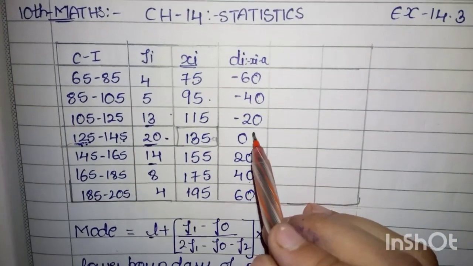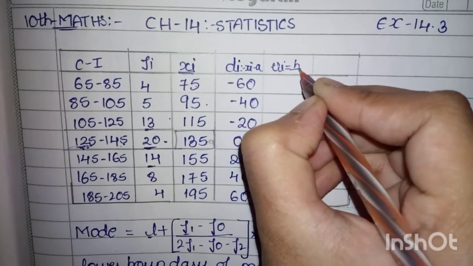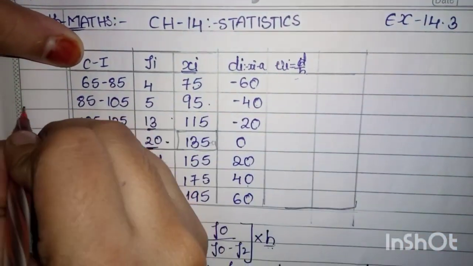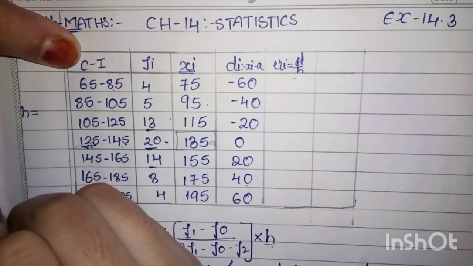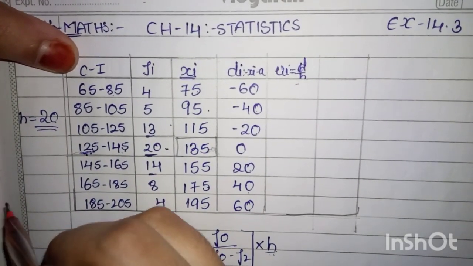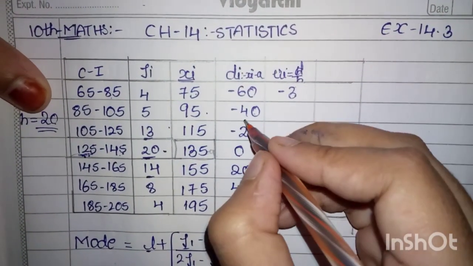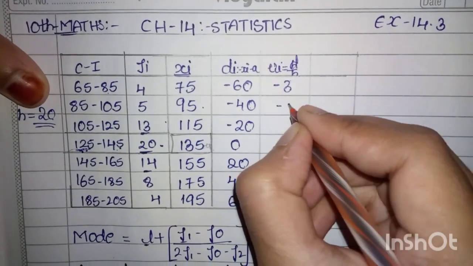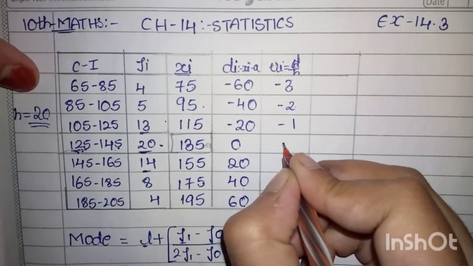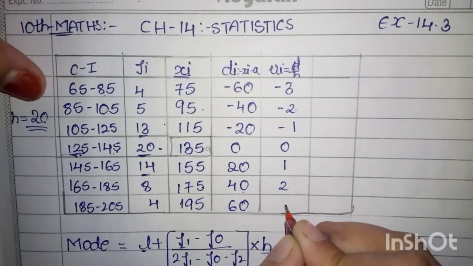So multiplying these two columns is also difficult. So we will go to the last method, that is ui. ui is nothing but d by h. h is the class size. If you observe, 85 minus 65 is 20. So our h will be taken as 20. On dividing, minus 60 by 20 gives minus 3. Minus 40 by 20 is minus 2. Minus 20 by 20 is minus 1. 0 by 20 is 0. 20 by 20 is 1. 40 by 20 is 2. 60 by 20 is 3.